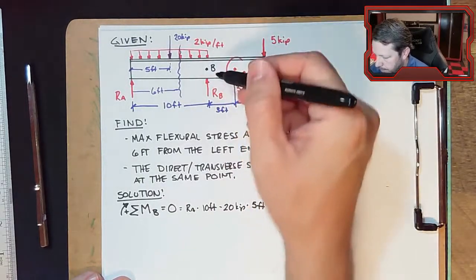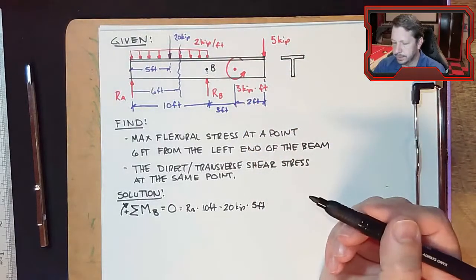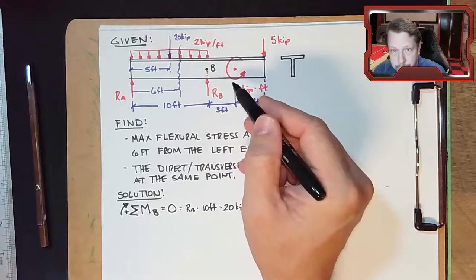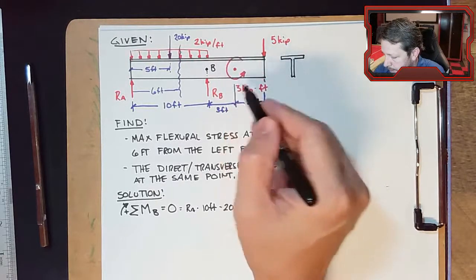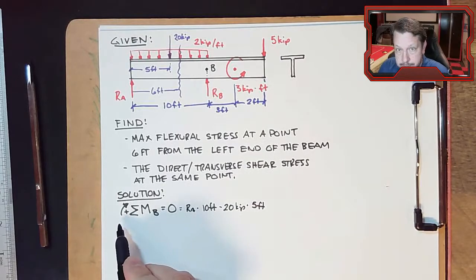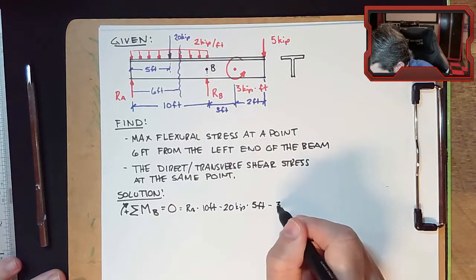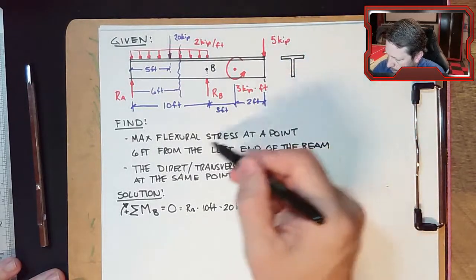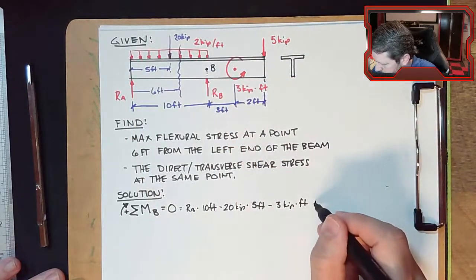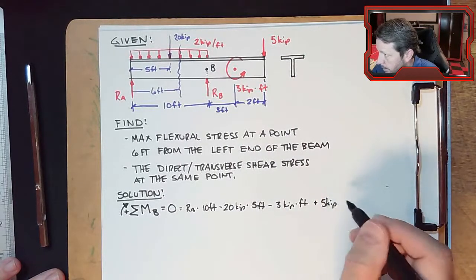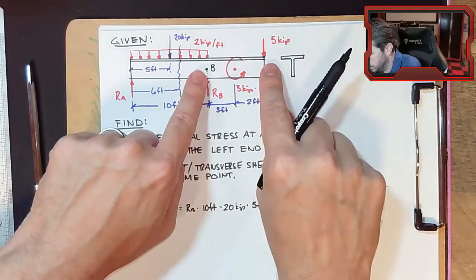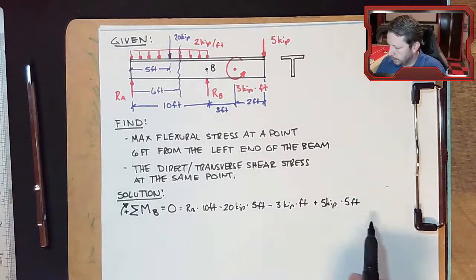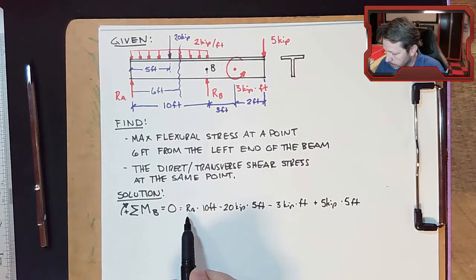RB does not create a moment about B. It has a line of action that actually goes directly through point B. This concentrated moment is just plus or minus. It is drawn counterclockwise. I said clockwise is positive, so that's minus 3 kip feet. And then this would go clockwise about B, so plus 5 kips times that moment arm is also 5 feet. I used 5 a lot, I guess. So the only unknown in here is RA. So we should be able to solve for that.